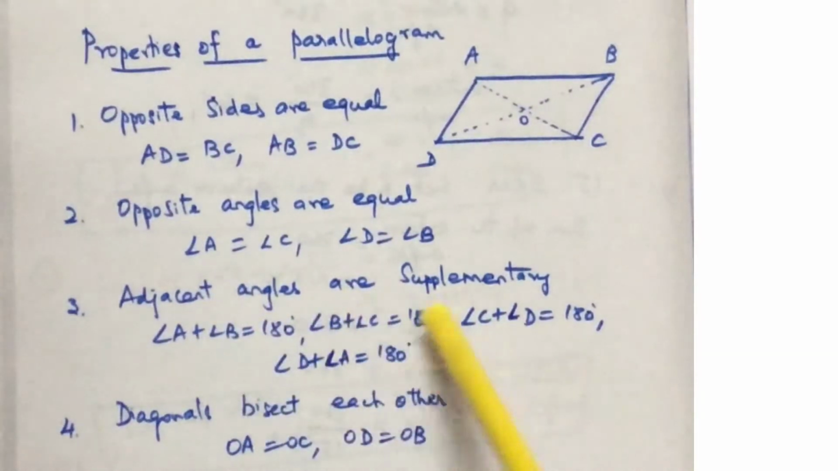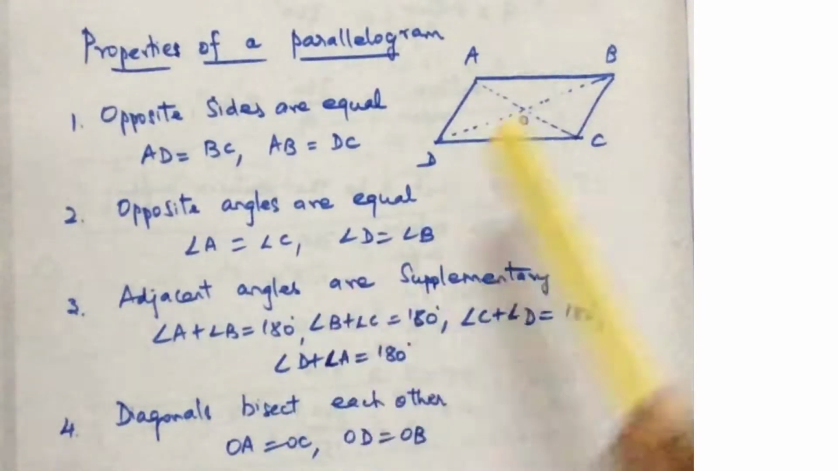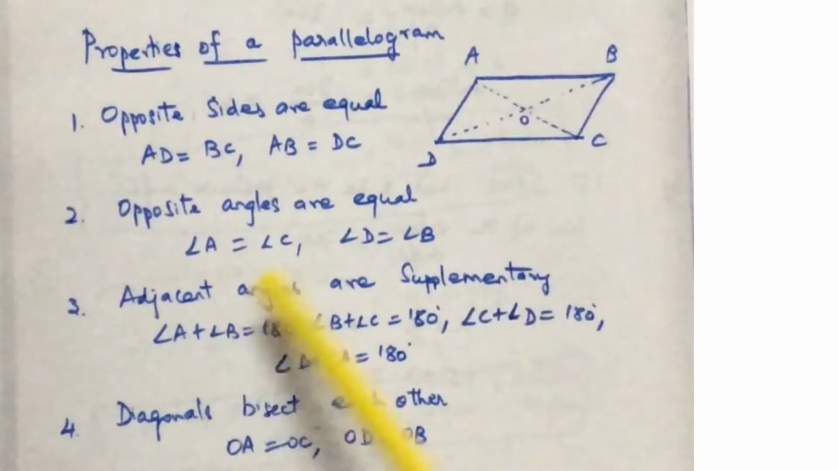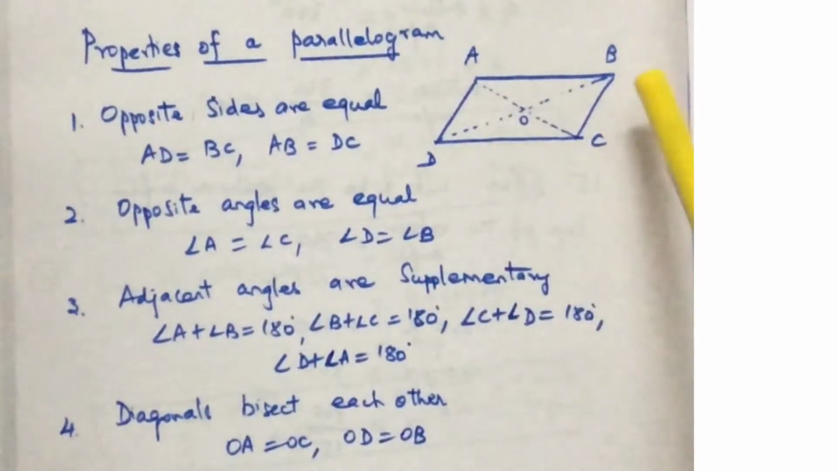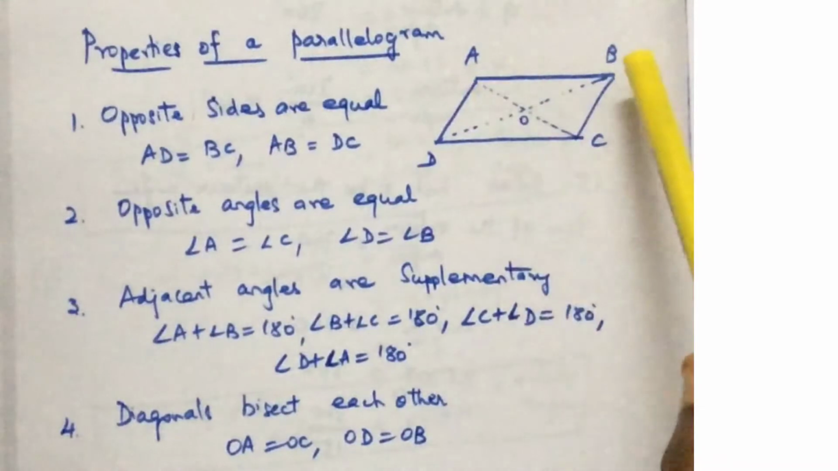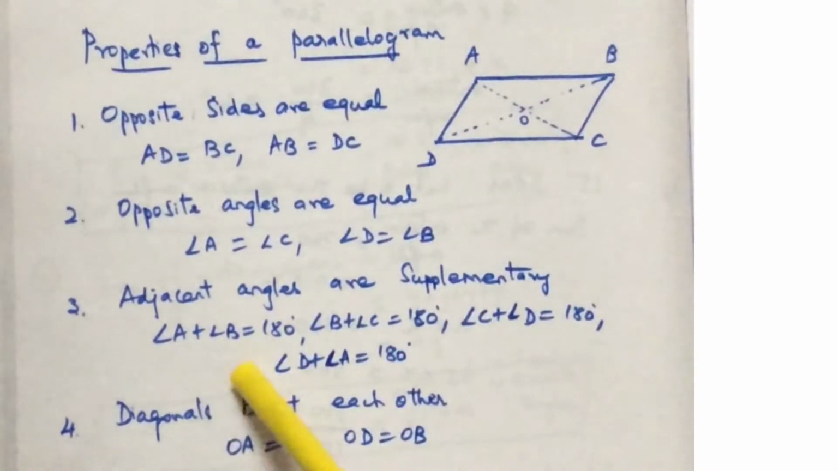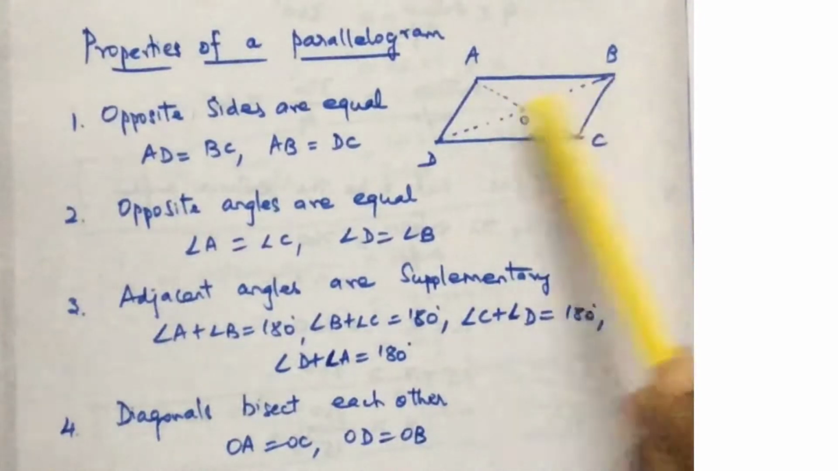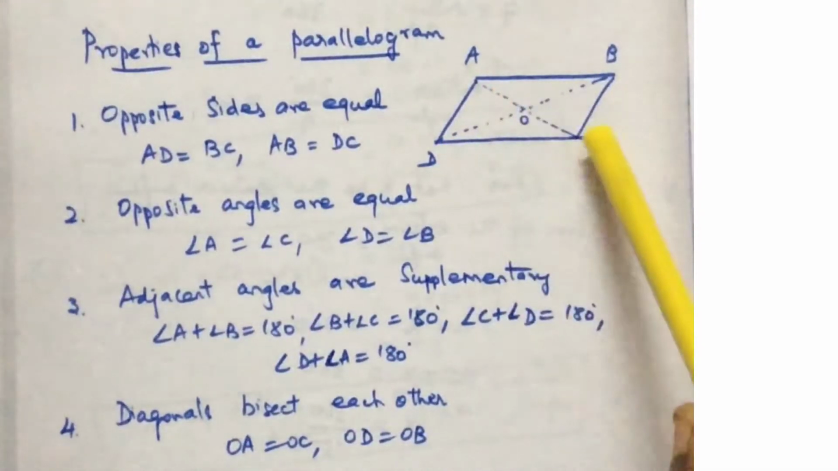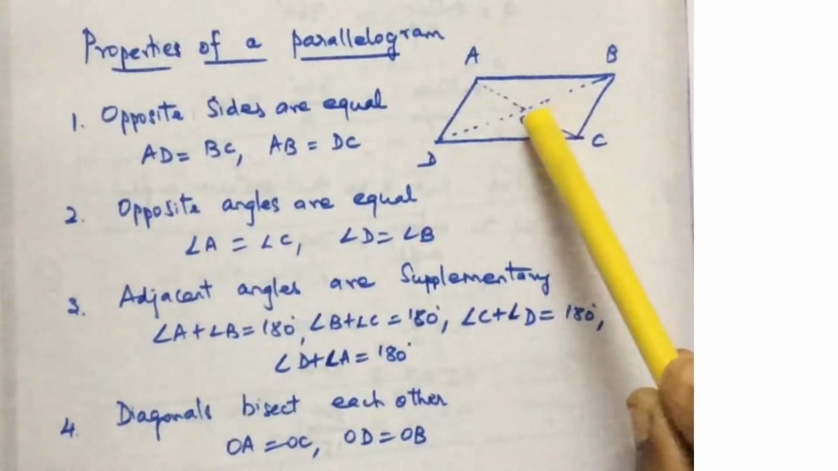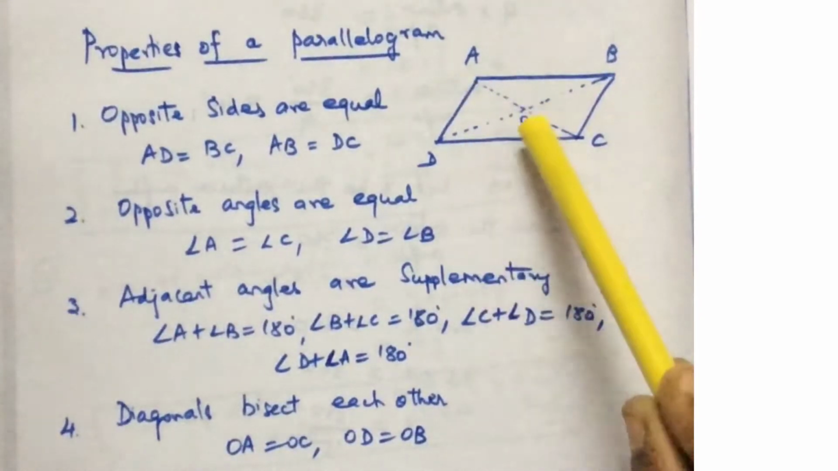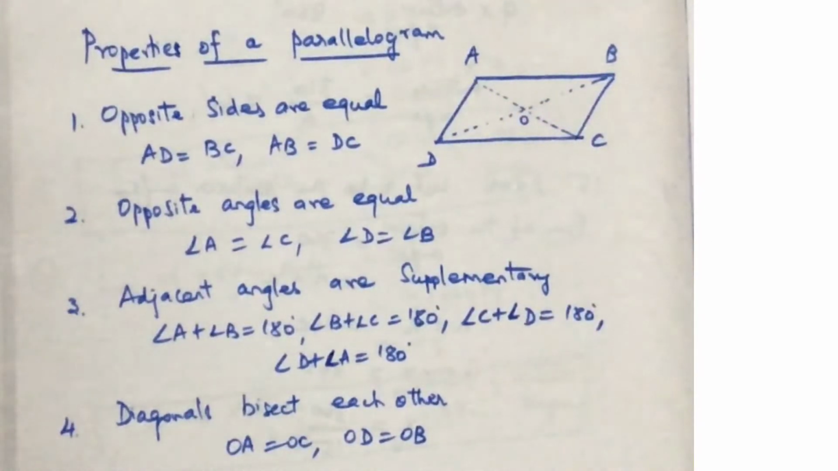Adjacent angles are supplementary. Nearby angles, angle A and angle D, angle D plus angle C, angle B plus angle C, angle A plus angle B. If you add the adjacent angles, they should give 180 together. Diagonals bisect each other. These center dotted lines are called diagonals. They bisect each other means OD is equal to OB and OA is equal to OC. These are the properties of a parallelogram. Now, with this we are going to solve the problems.